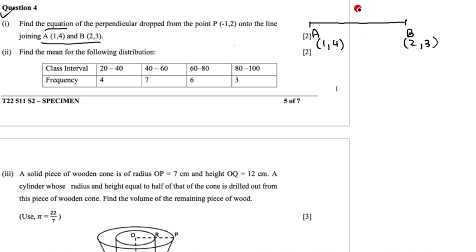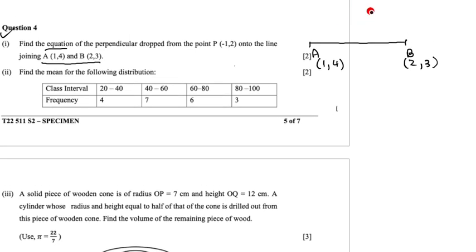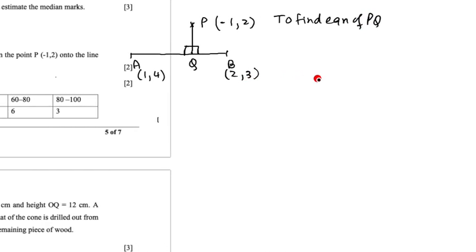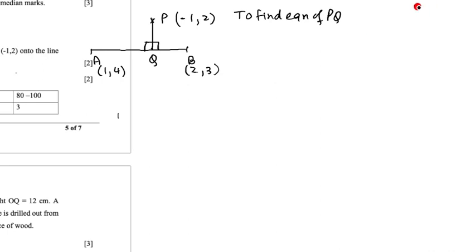From the point P, we have to drop the perpendicular. So let us say our point P is here, and point P is minus 1, 2, and we are dropping the perpendicular. So we will show this as perpendicular and let us call this as Q. Alright, and we have to find the equation of this PQ. So I will write over here to find equation of PQ. Now in order to find the equation, we need 2 things. So what is our first thing?